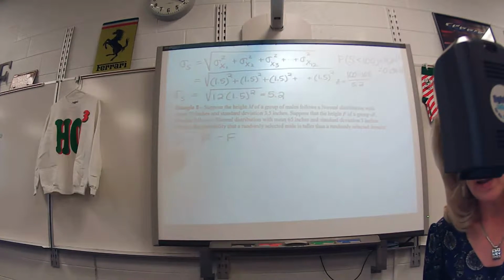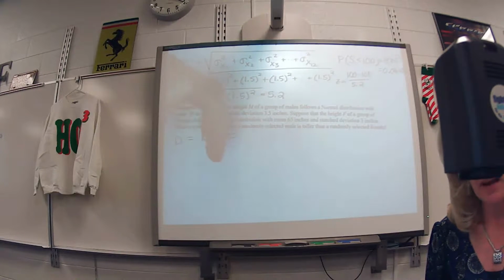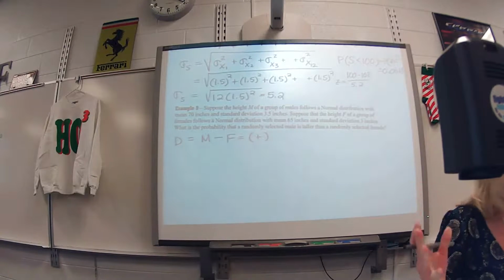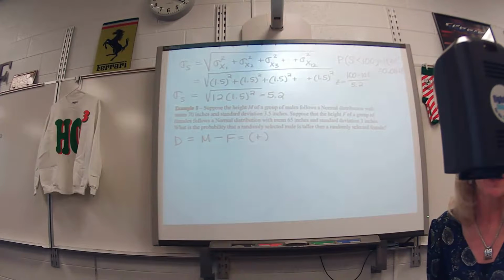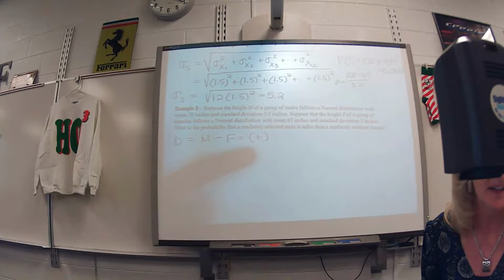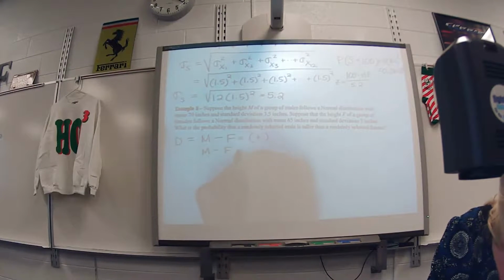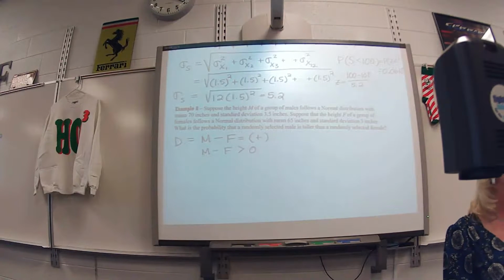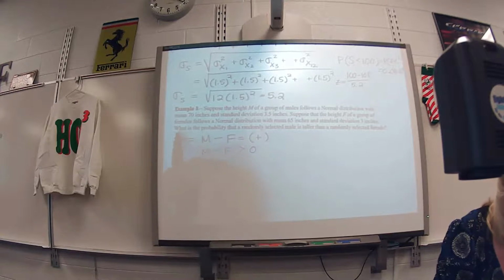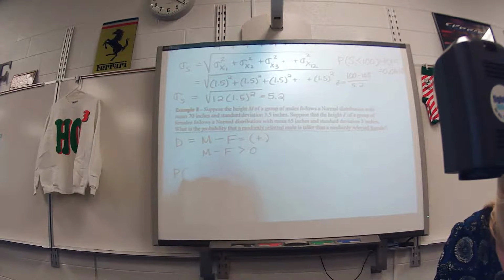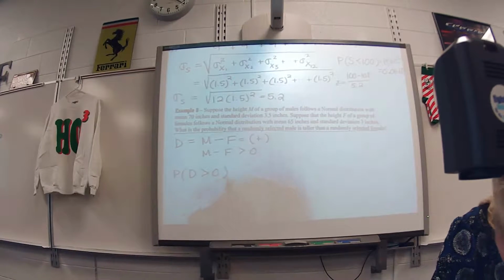Now, the way I set it up, I would expect males minus females to come out positive. It actually could come out negative, but in general I would expect males minus females to give me a positive result. Another way to describe positive is a result that is greater than 0. So in notation, what is the probability that when I subtract, I get something that's greater than 0?